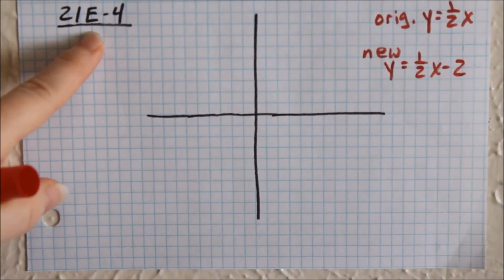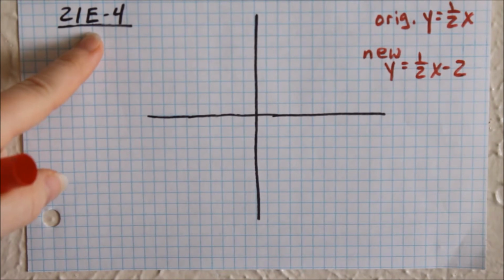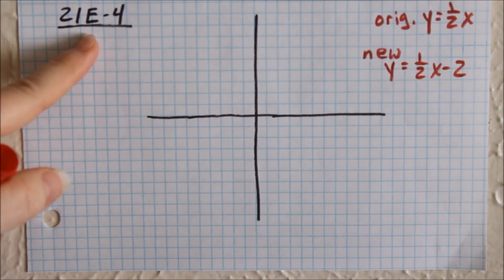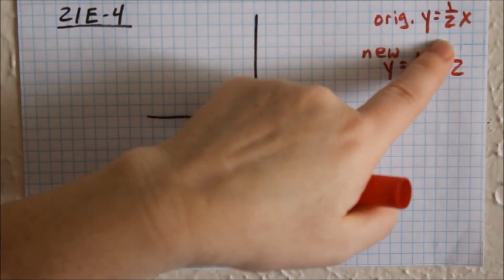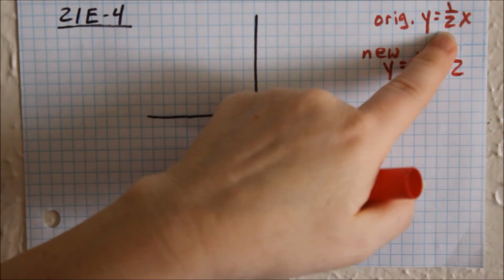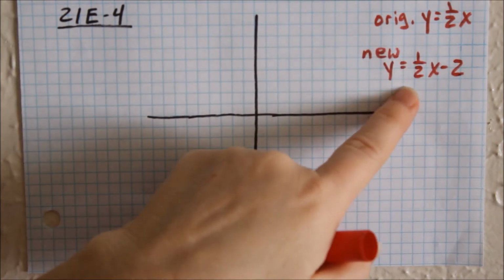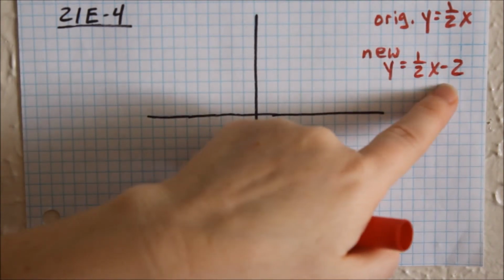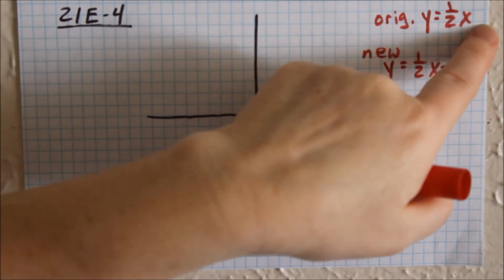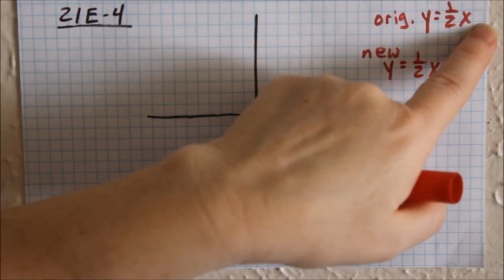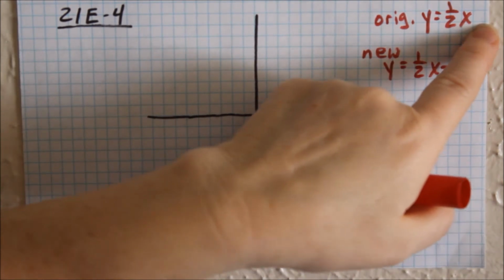Okay, we're on 21E4. The problem asked us to graph the new line, but I am going to graph both of the lines. So our original equation in slope-intercept form was y equals 1/2 x. My new line that was parallel to that was y equals 1/2 x minus 2. So I'm going to graph the original line first. Remember, when there's no number out here, that's +0. We're crossing the y-axis at the origin.